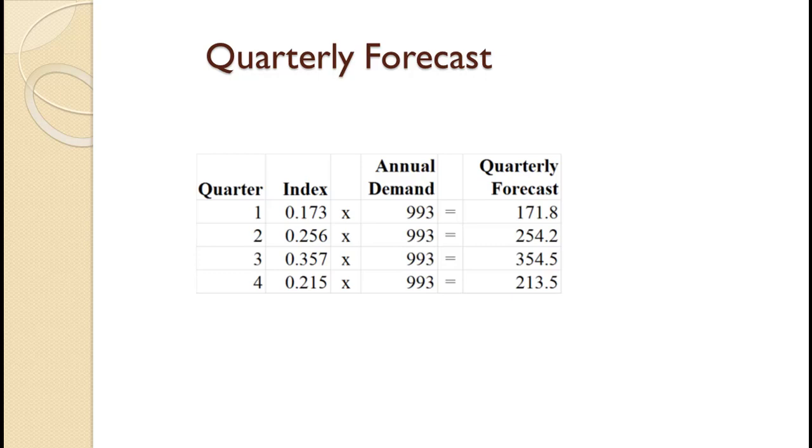Step 6 is to partition the annual demand into quarterly demand by multiplying the annual demand times the seasonal index for each period. For period 1, 0.173 times 993 equals 171.8. For period 2, 0.256 times 993 equals 254.2. For period 3, 0.357 times 993 equals 354.5. For period 4, 0.215 times 993 equals 213.5.